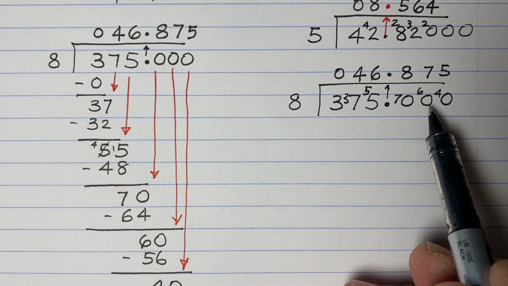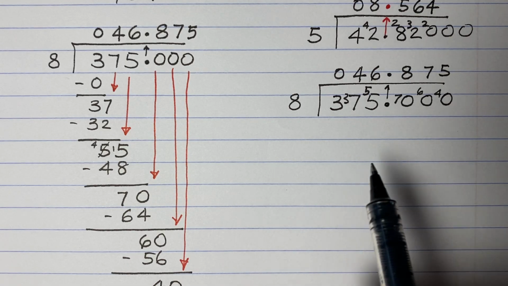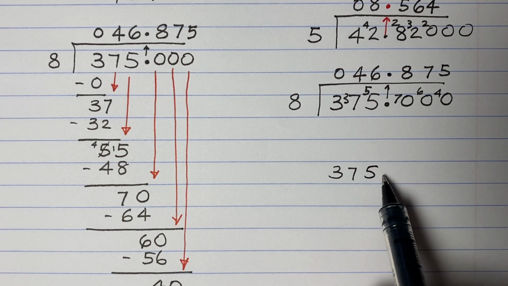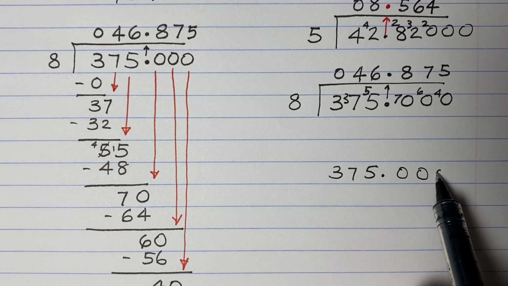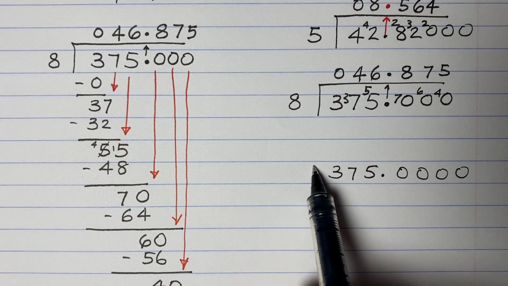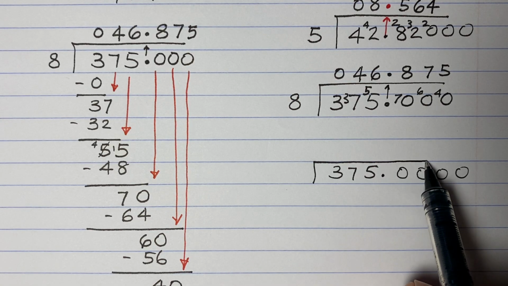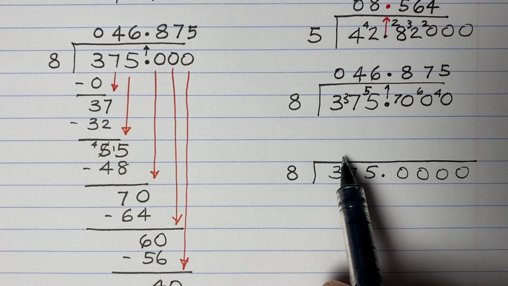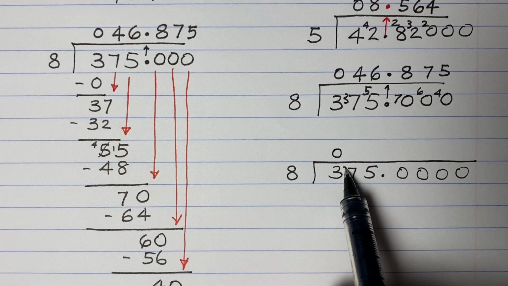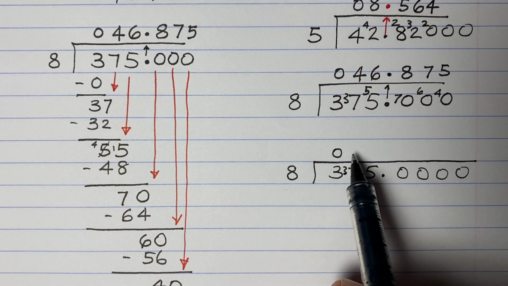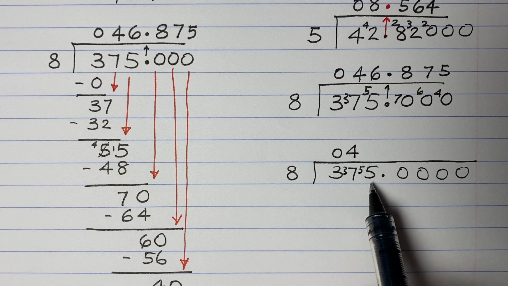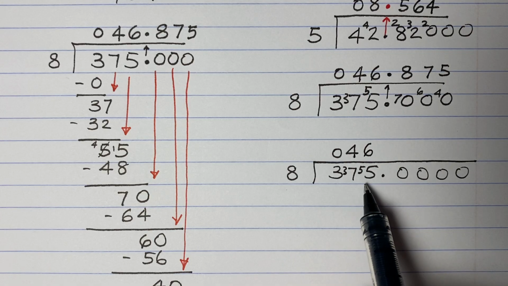You could put these zeros to start with. Let me do this question again. This time 375 point. I put these zeros at the start, so you don't have to stop the flow of your work. So 8 in 3 doesn't go. The 3 goes here. 8 into 37, 4 times. 4 times 8, 32. 5 left. 8 into 55, 6 times. 6, 8, 48.